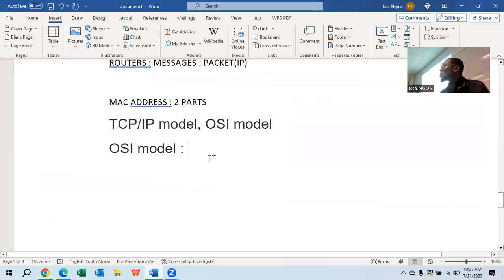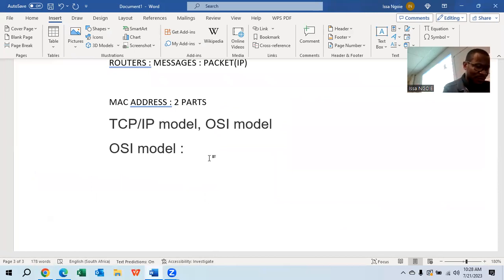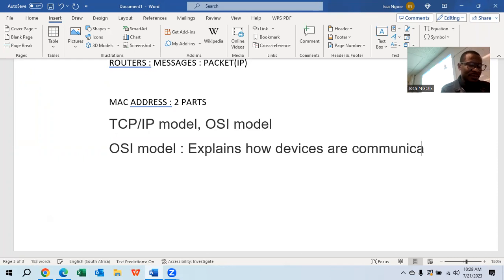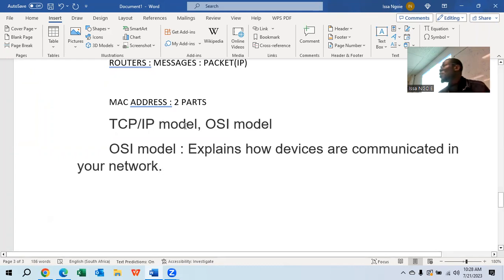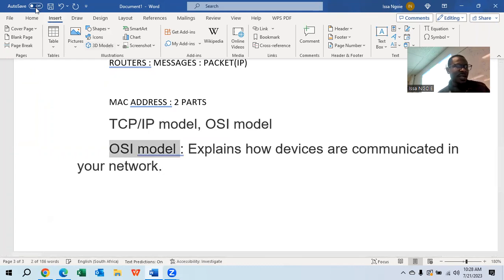Now, this OSI model, what does it mean? This is just a model that explains how devices are connected. Finished. You don't need to go left and right. The OSI model explains how devices are communicating in your network. Finished.